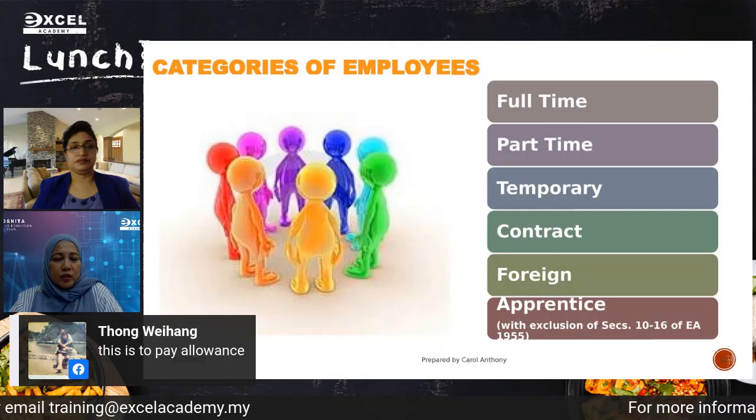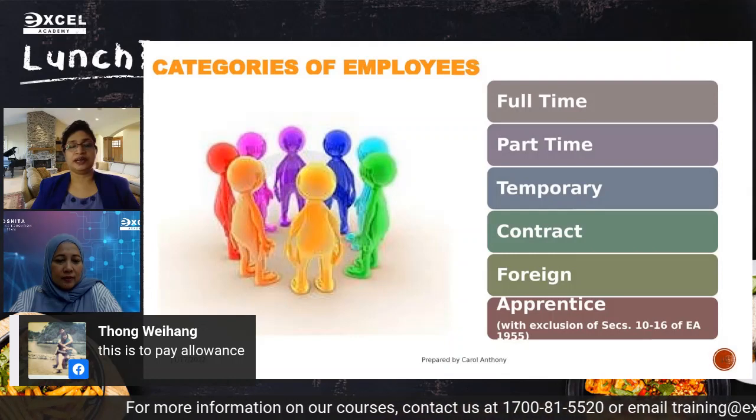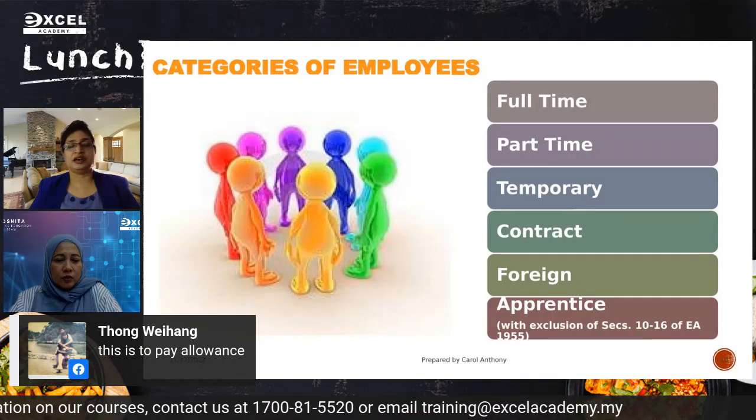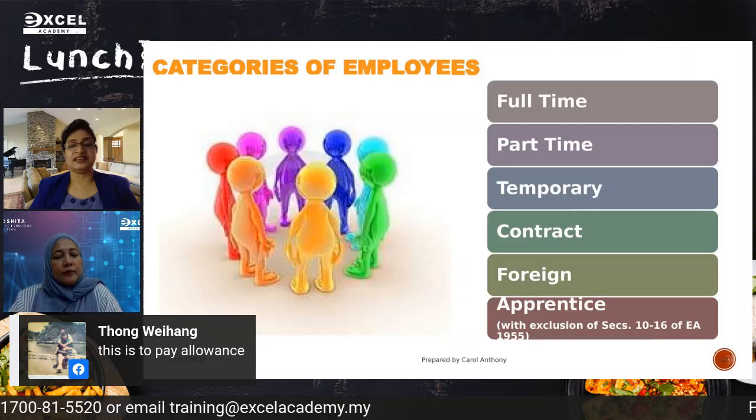We have another question from previous candidates. Is it about the apprentice allowance? There's no indication of how much allowance to pay to them. The Employment Act doesn't indicate.